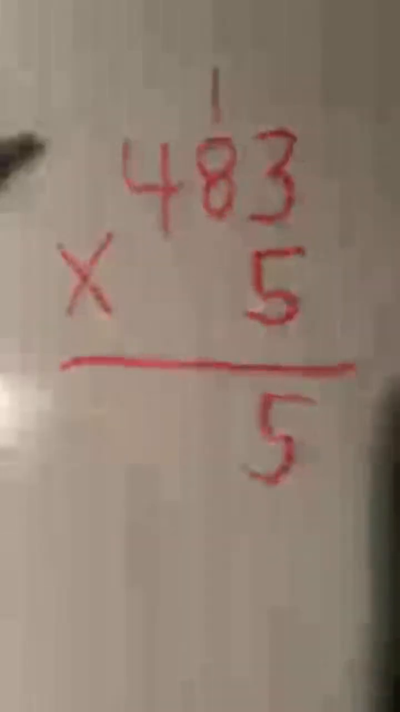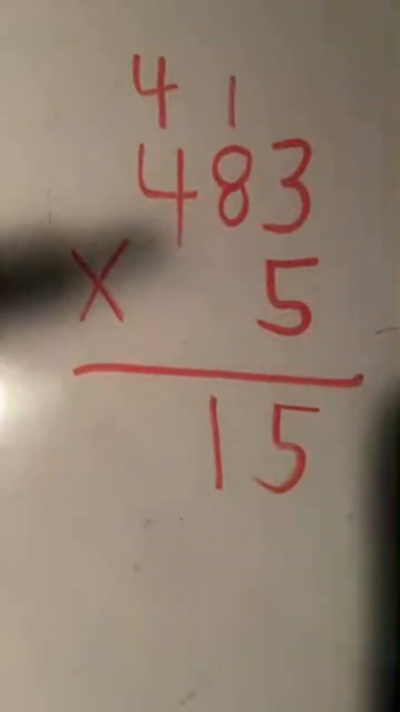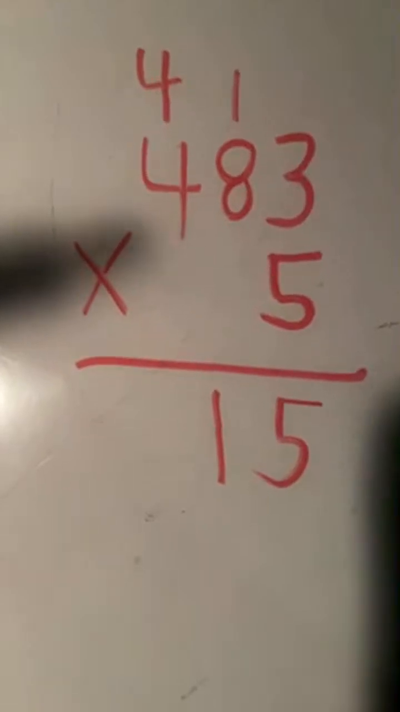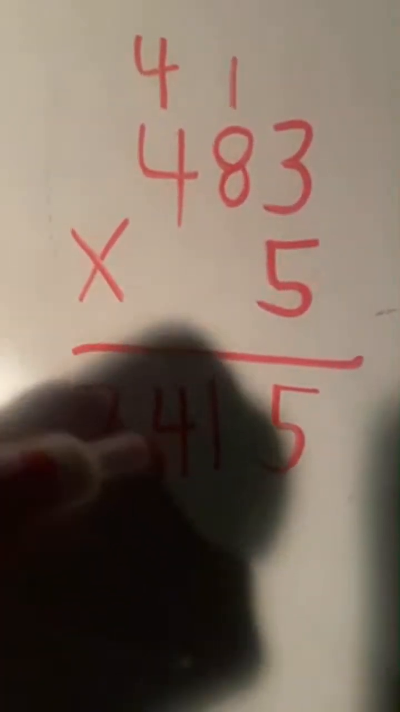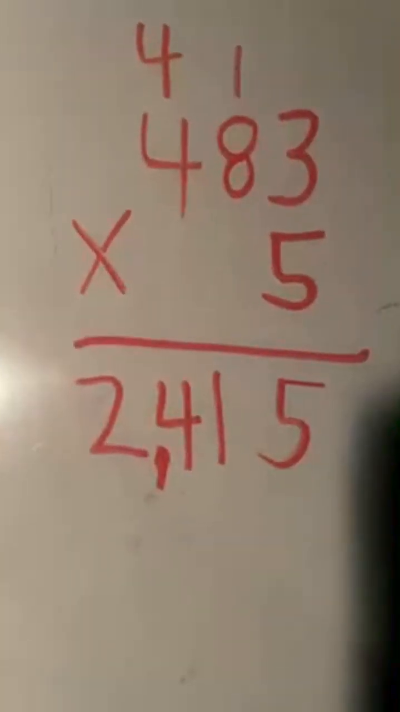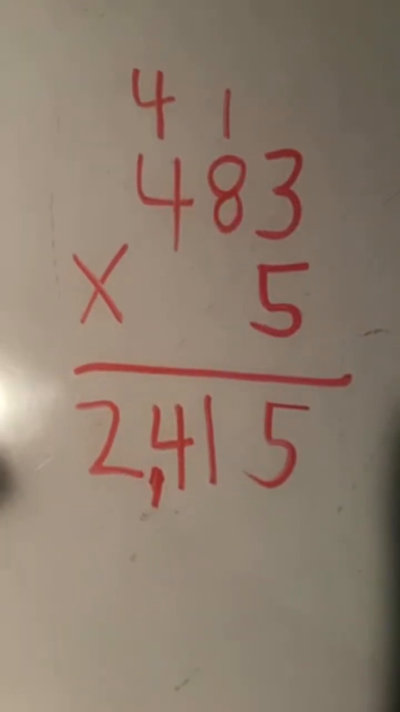8 times 5 equals 40 plus 1 equals 41. 1, carry the 4. 4 times 5 equals 20, plus 4 is 24. And we have our final answer. 483 times 5 equals 2,415.